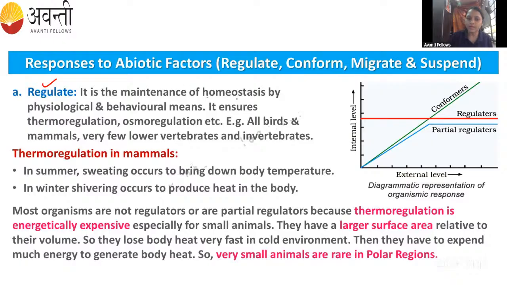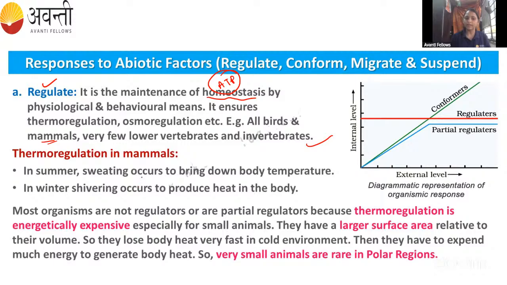We all know that homeostasis is an internal process which requires ATP to maintain, right? So that's why all the lower organisms cannot maintain this homeostasis, because it is a high-energy-requiring process, right? So regulators means what? The organism can maintain its internal body temperature and also osmoregulation. Okay. All the birds and mammals, the warm-blooded animals, will come under this, and some of the lower vertebrates and invertebrates also will come under this.